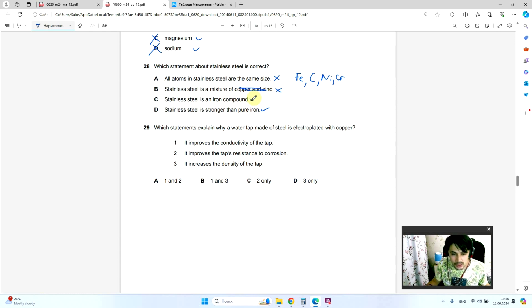Oh, sorry. C is not the correct answer. Stainless steel is an iron compound. It's not a compound. It's a mixture. So I was confused by the word compound, misunderstood it. So it's not a compound. It's an alloy, and according to the definition, alloys are mixtures. So this is not correct. Okay, so D is the correct answer.